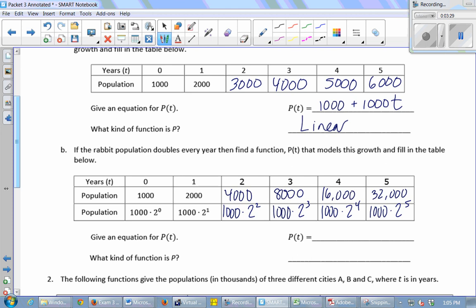So based on that third row there, could you write a formula for how to get the population in year t? 1,000 times 2 to the t. So you're starting with 1,000 rabbits, you're doubling every year for t years, and repeated multiplication times 2 you write using an exponent. So to the t, 2 to the t. And what kind of function is this? Exponential, that's what we learned last class. When you increase by a constant multiplicative factor, as opposed to a constant amount, it's exponential growth.